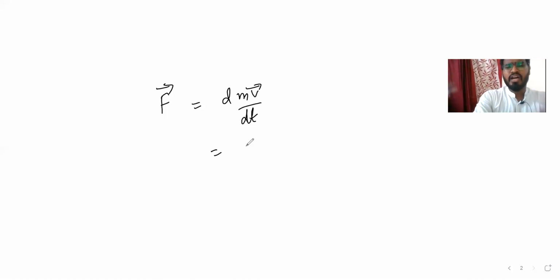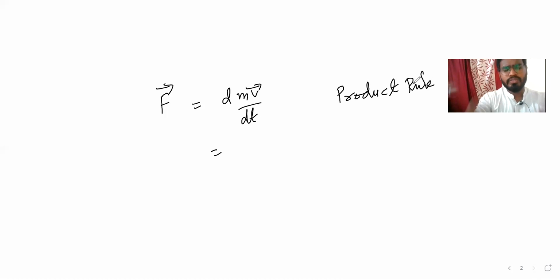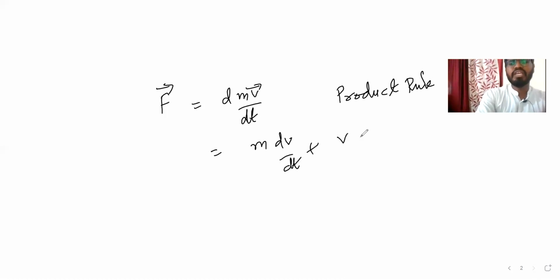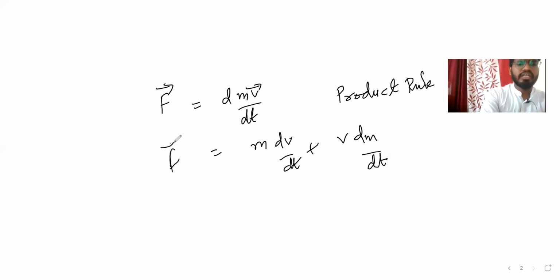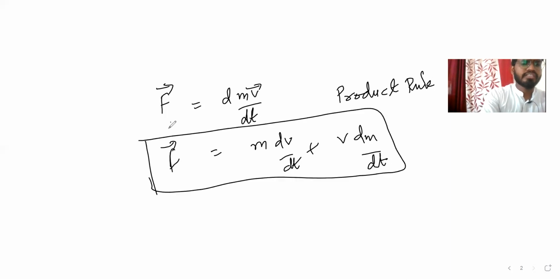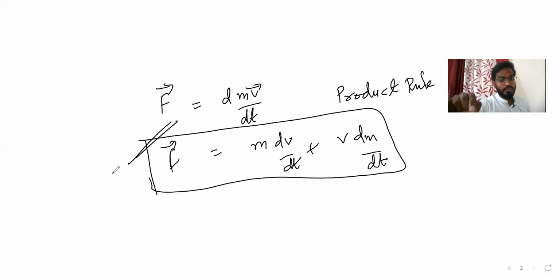So if you want to do this here, you'll have to apply the product rule of differentiation. I'm not going to explain that here, but you can see the videos from there. So let's take m dv by dt plus v dm by dt, which is equal to the net force. That's it. Now here, we are doing the differentiation of mass also. Before we had not done that, because we considered mass constant. Here mass is not constant. That's the difference, right?